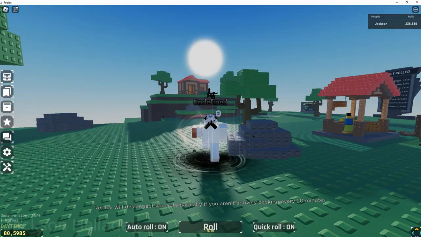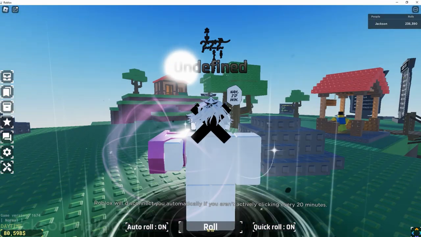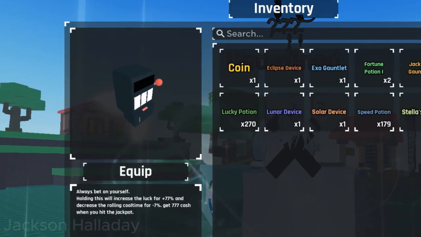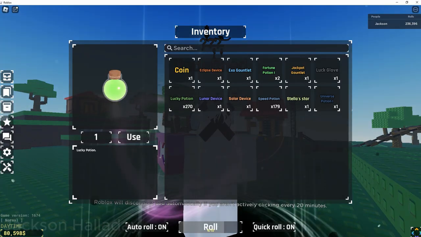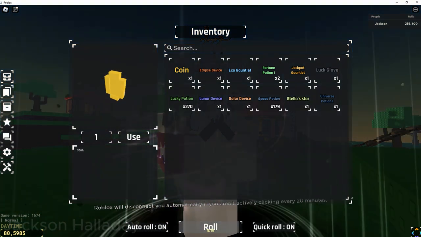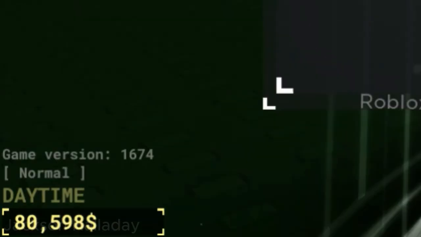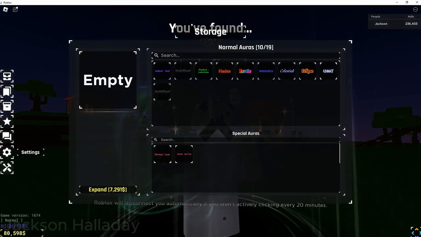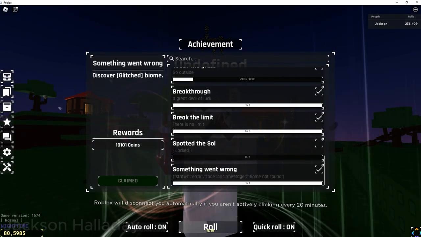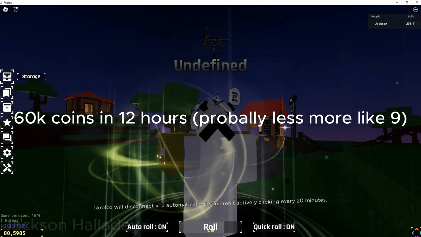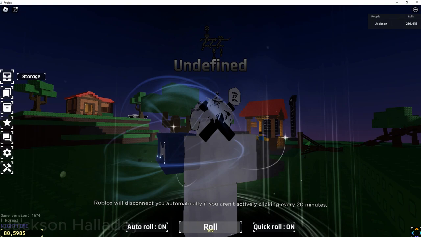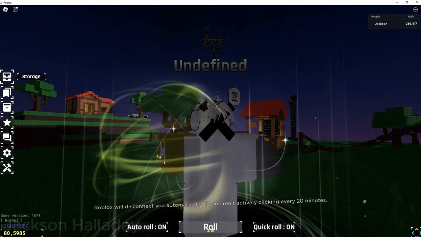Hello guys, I am back from AFKing with the jackpot gauntlet over here, and I also AFK'd with the macro that collects all the potions, the coins and stuff. I already used all the coins to add to the total, and I also added to the total this achievement. But without all that, I got 60,000 coins, but with that extra stuff, I feel like that could happen to a lot of people.